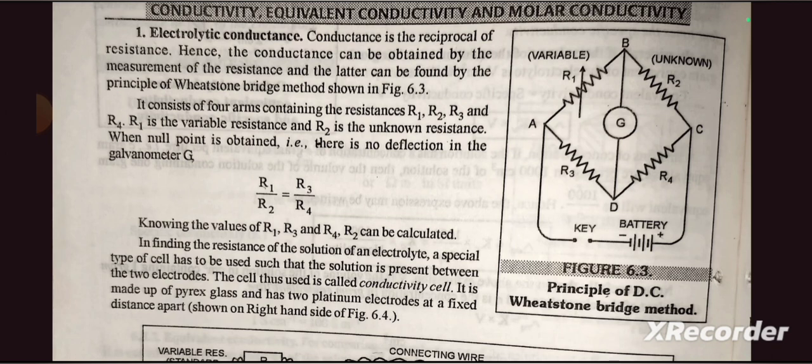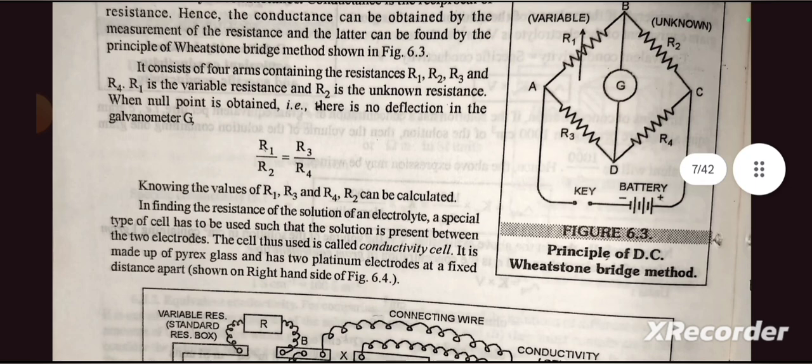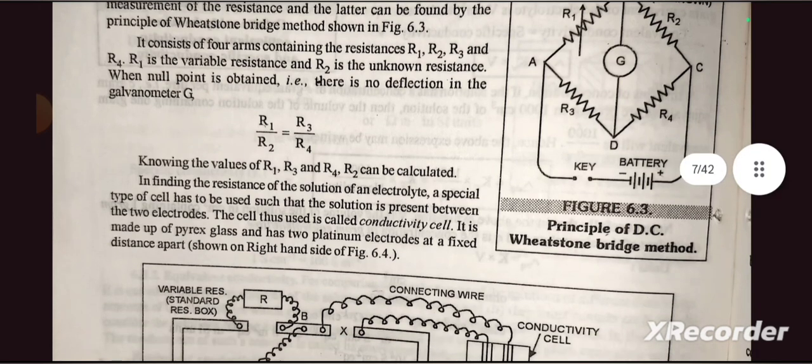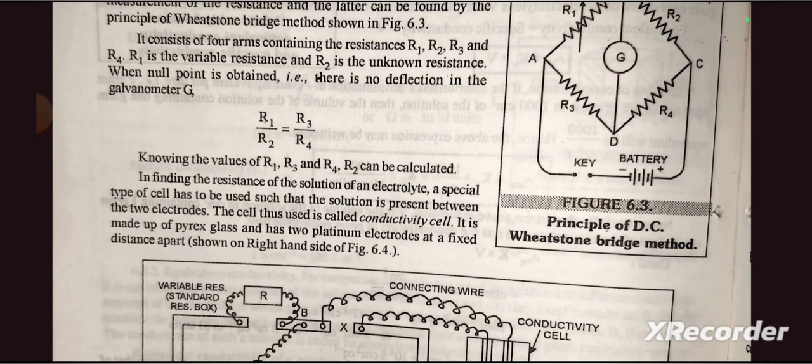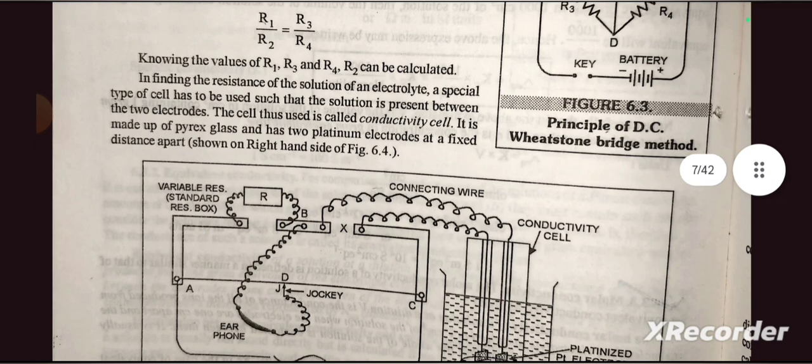It contains four arms containing the resistances R1, R2, R3 and R4. R1 is the variable resistance and R2 is the unknown resistance. When null point is obtained, that is, there is no deflection in the galvanometer G, R1 divided by R2 is equal to R3 divided by R4. Knowing the values of R1, R3 and R4, R2 can be calculated.